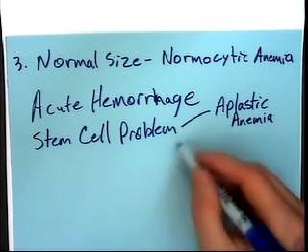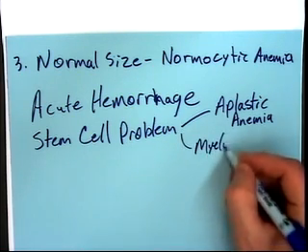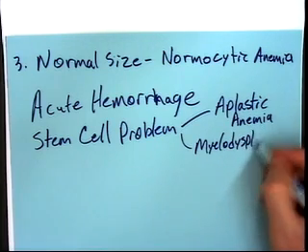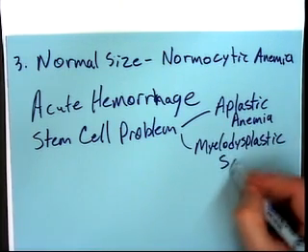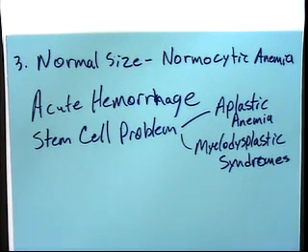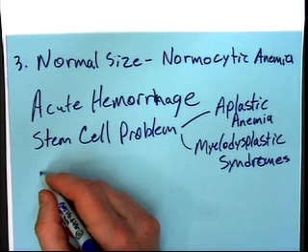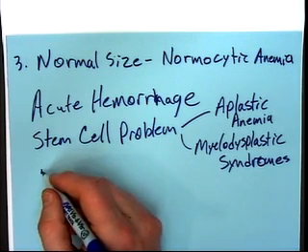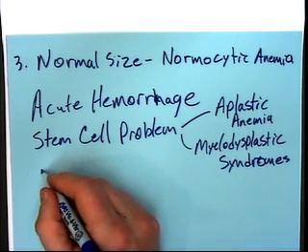And also there's what we call myelodysplastic syndromes. The myelodysplastic syndromes are caused when the stem cells are just not functioning well. They're diseased, they're not producing the way they should be. The ones they do produce are normal size, but there are not as many of them as there should be. Malignancies will give you a normocytic anemia.